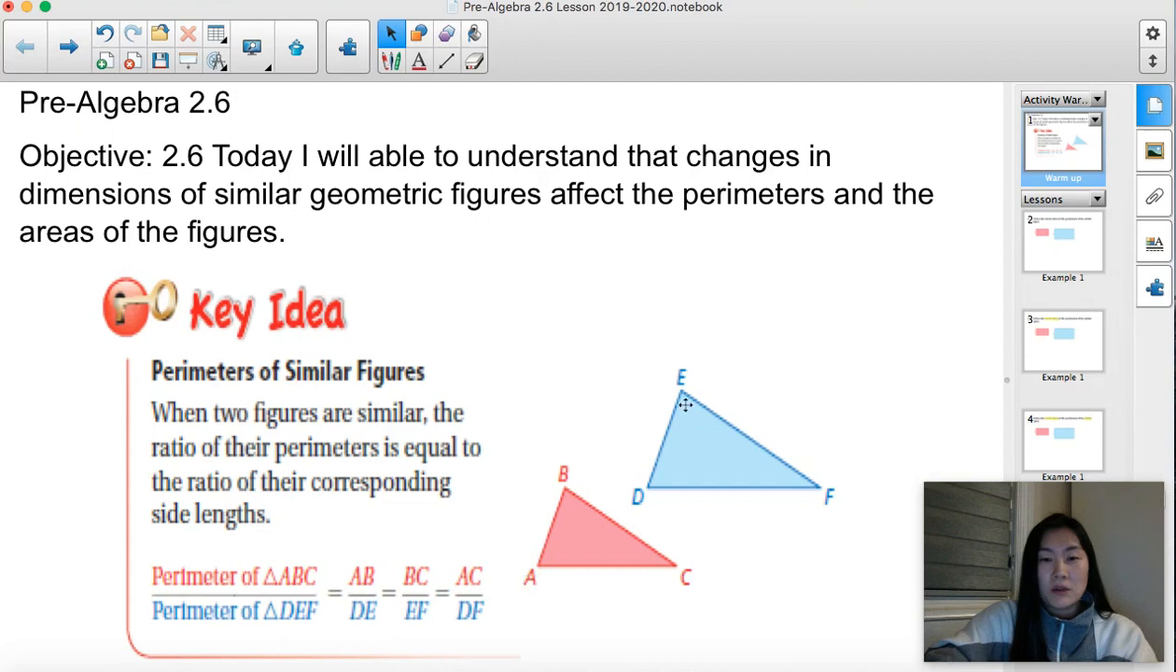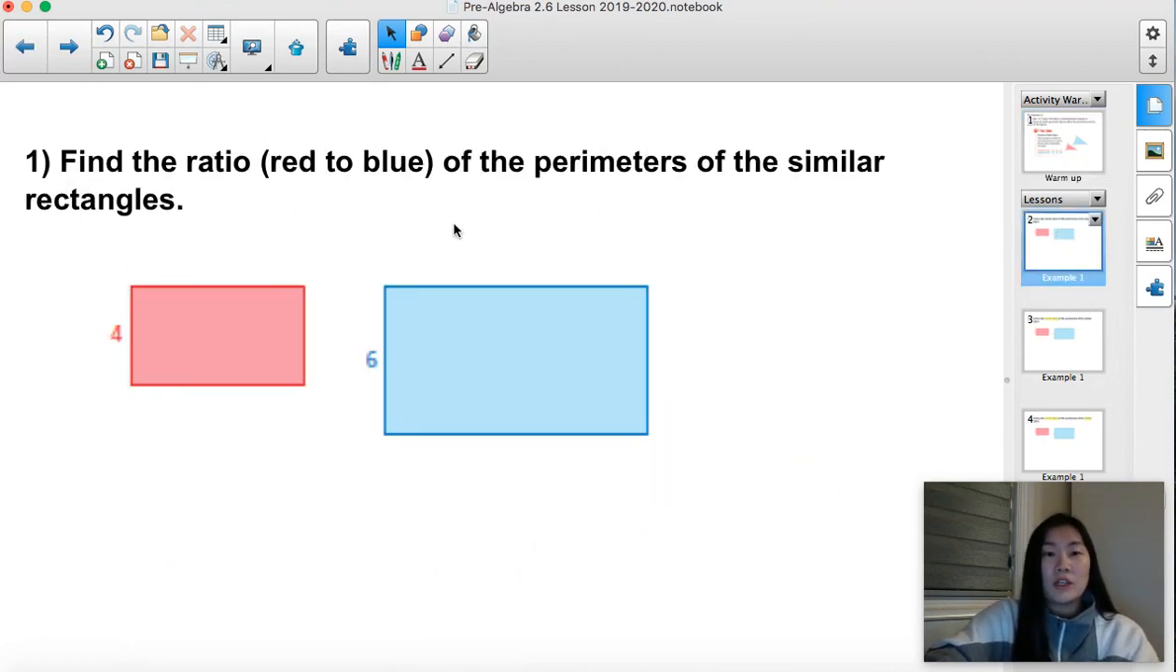So AB is corresponding to DE, BC is corresponding to EF, and then AC is corresponding to DF. So as long as you're given that these two figures are similar, we can set up proportions using any of the corresponding dimensions. Let's look at the first question. Find the ratio of red to blue, that's important, red to blue, of the perimeters of the similar rectangles.